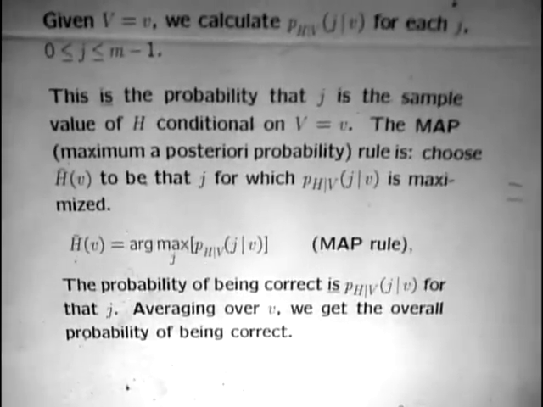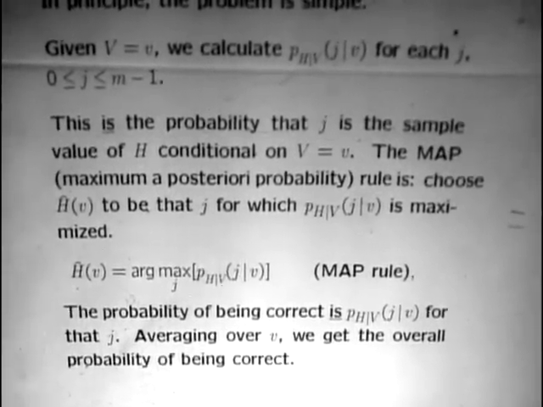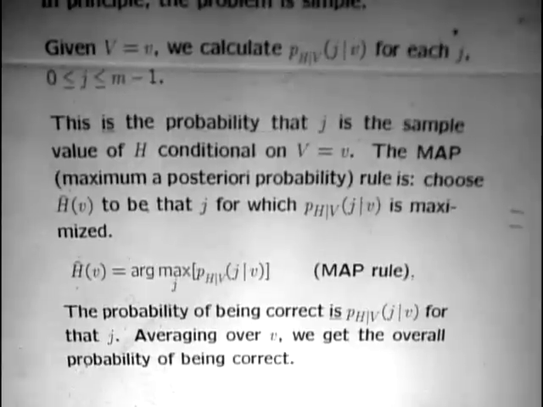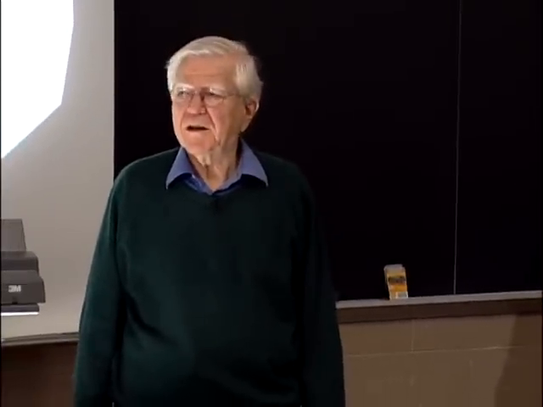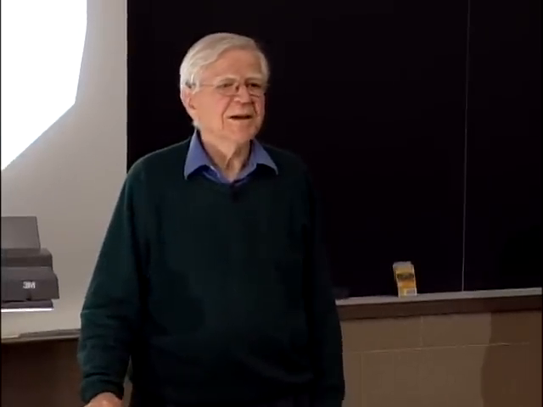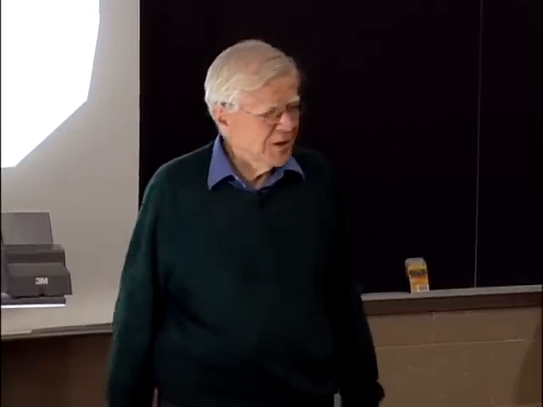And when we average over V, we get the overall probability of being correct. There's a theorem stated in the notes, one of the more trivial theorems you can think of, which says that if you do the best thing for every sample point, you in fact have done the best thing on average. I think that's pretty clear. You can read a formal proof if you want, but if you do the best thing all the time, then it's the overall best thing.